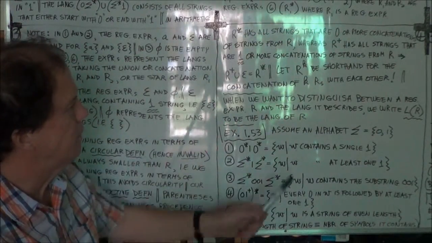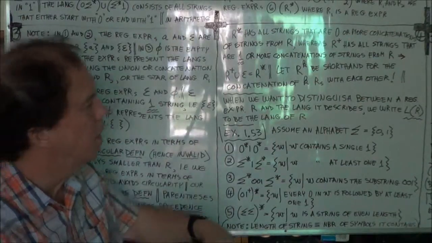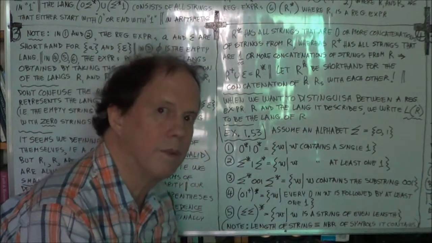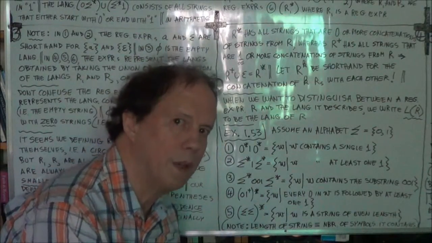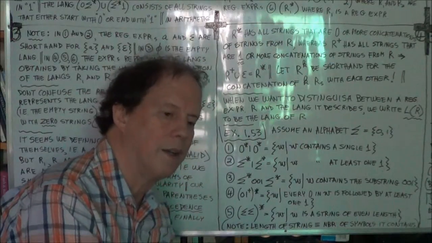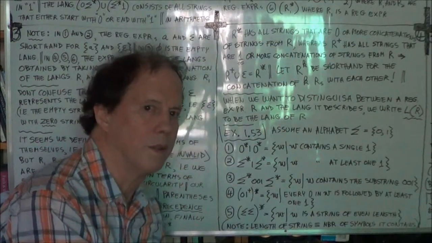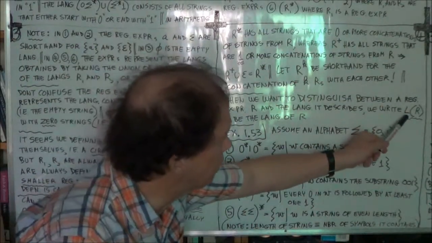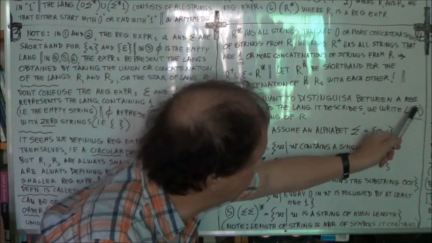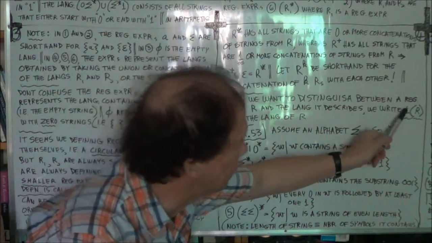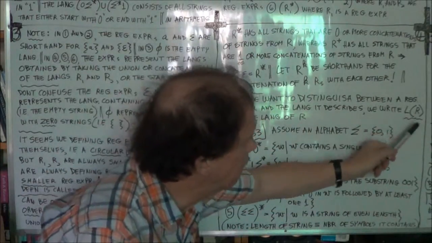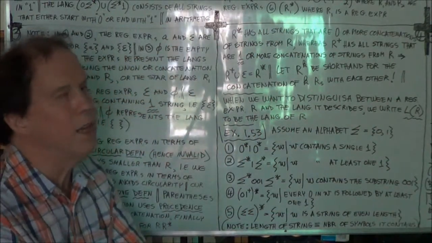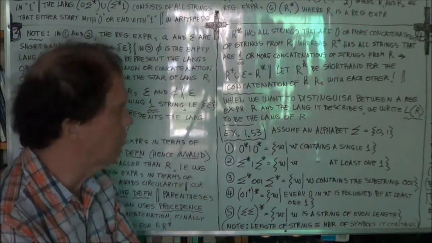So if you want to distinguish between R, the regular expression, and R, the language, you make it explicit that you're talking about the language of R. Then you write it this way: L of R, L parentheses R. If you see that, you're talking about the language that R describes.